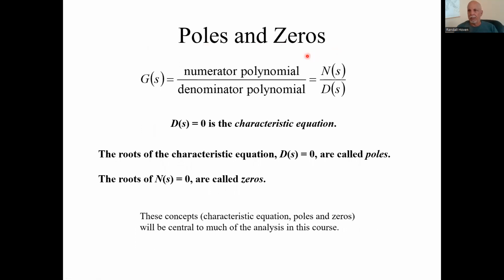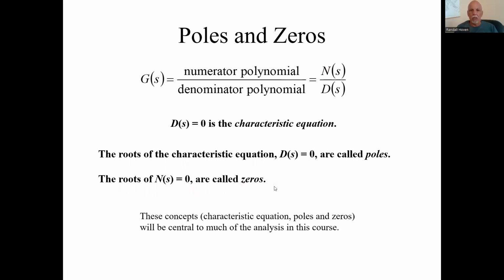Poles and zeros, we'll define them. They're other big concepts in controls. I said the transfer function has a numerator and a denominator, right? Set the denominator equal to 0, that's the characteristic equation. The roots of that equation, the s's that make that statement true, are called the poles of the system. If you set the numerator to 0, the roots of that equation are called the zeros of the system.